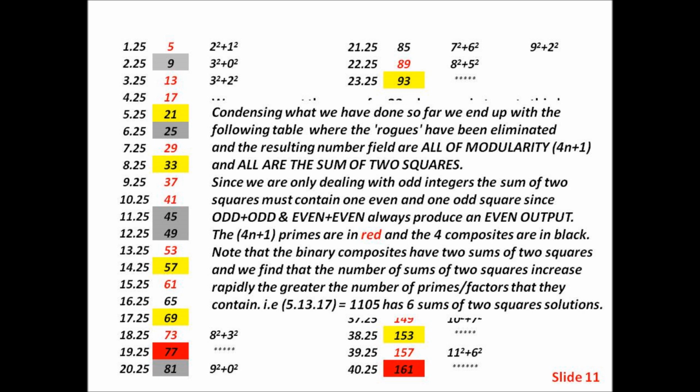Note that the binary composites have two sums of two squares, and we find that the number of sums of two squares increases rapidly the greater the number of primes or factors that they contain, i.e. 5 times 13 times 17 equals 1105 has 6 sum of two squares solutions.